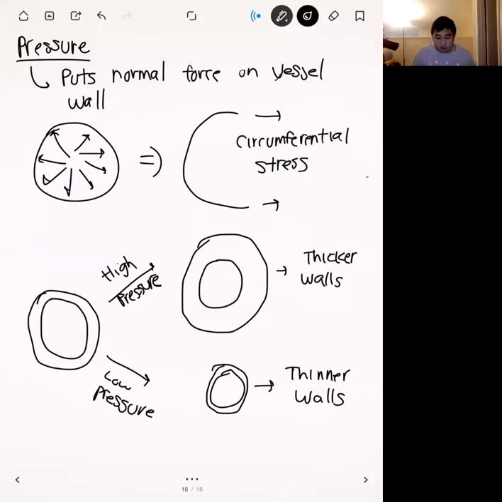And this whole idea that your blood vessels will respond to forces is called mechanotransduction. And that's all that I have for the review.